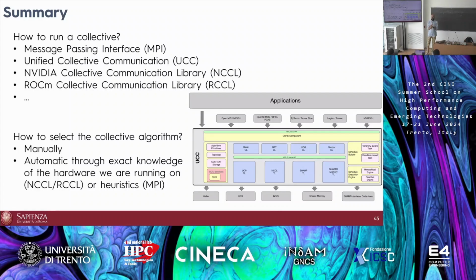Sometimes if you play and try to tune it, you can get better performance. Okay, so be aware that if you profile your code and you see that you're spending a lot of time in a collective operation, one thing you can try is to force MPI to use a different algorithm. Okay, so sometimes this works.